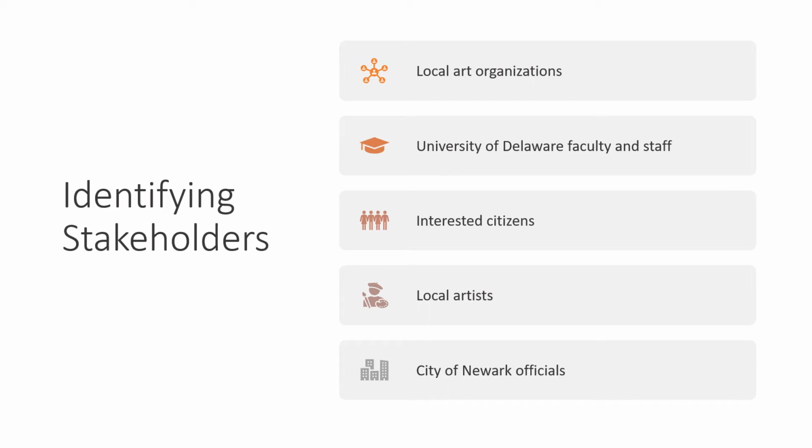Once we had a working definition of public art, we worked to identify potential stakeholders and primarily focused on local art organizations, UD faculty, interested citizens, local artists, and the City of Newark officials. We reached out to these groups and found many members who were interested in becoming community partners on the project and helping with the planning process.